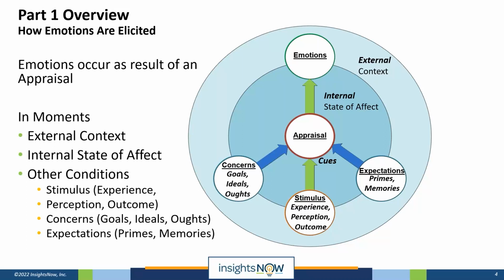So what's really important for innovators to think about, as we get into writing an emotions insight statement, is what those cues are. The concerns, the stimulus, the expectations. What are those factors that I can write about as being influencers of that emotion? And what are the internal and external contexts that I can leverage to explain why that matters to the people at all?